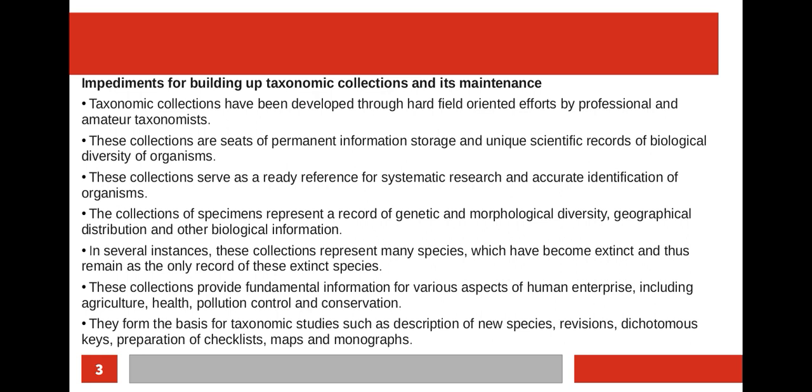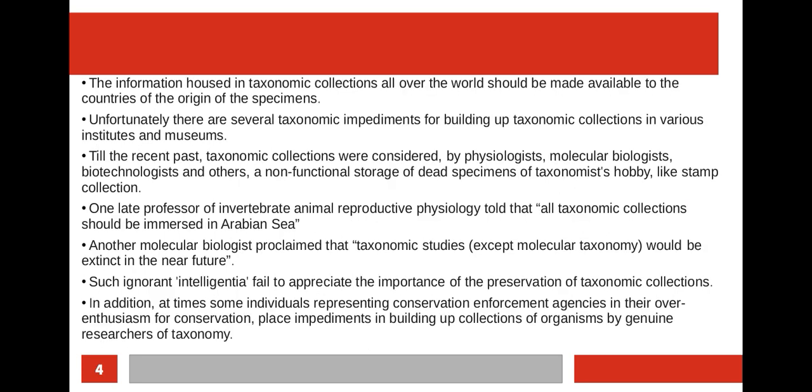So, these collections provide fundamental information for various aspects of human enterprise, including agriculture, health, pollution control, and conservation. They form the basis for taxonomic studies such as description of new species, revisions, dichotomous keys, preparation of checklists, maps, and monographs. The information housed in taxonomic collections all over the world should be made available to the countries of the origin of the specimens. Unfortunately, there are several taxonomic impediments for building up taxonomic collections in various institutes and museums.